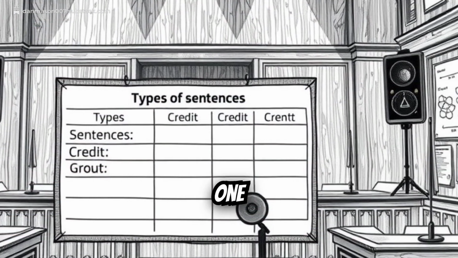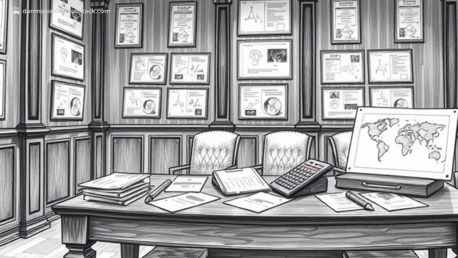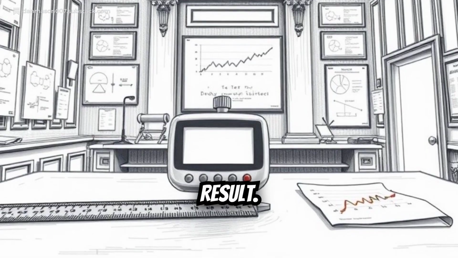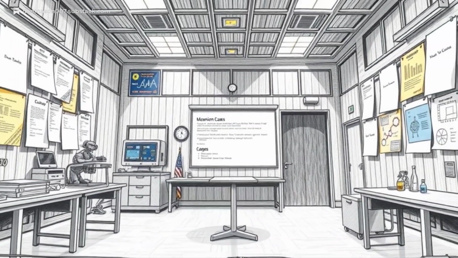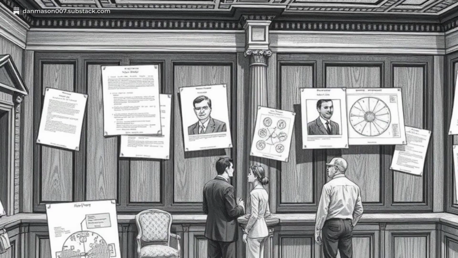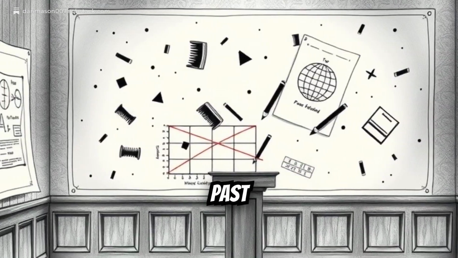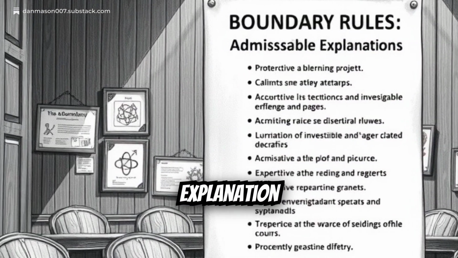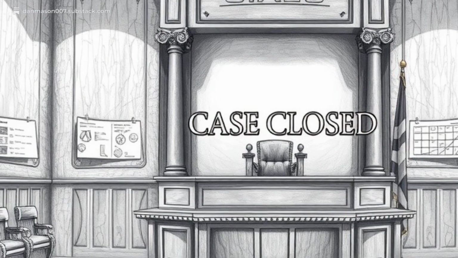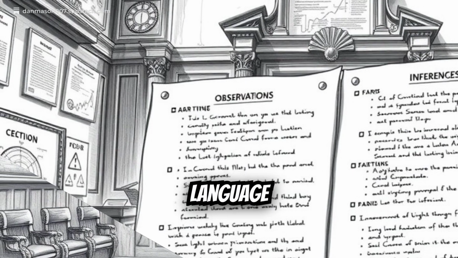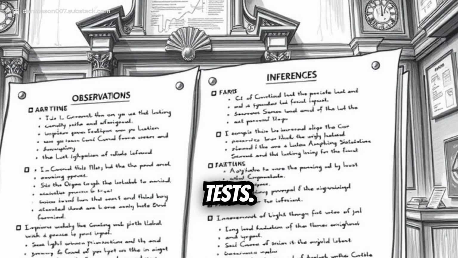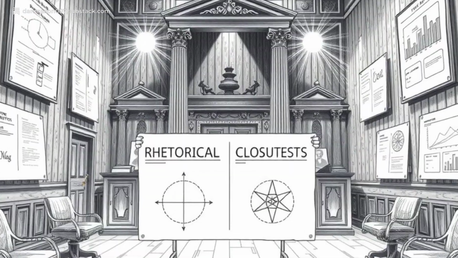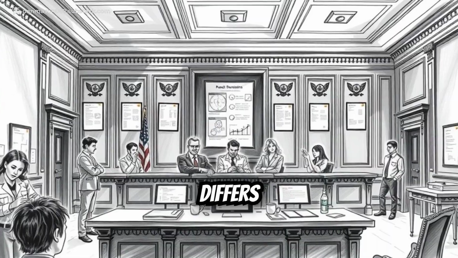Every sentence receives one type before it earns credit. Observation is a reported finding or absence. Measurement is a quantified result. Mechanism demonstrated is a repeatable cause shown under stated conditions. Historical inference is a conclusion about the past from present traces. Boundary rule is a statement about admissible explanation or method rules. Rhetorical closure is case-closed language that adds confidence, not tests. Observations differ from inferences. Demonstrated mechanisms differ from boundary rules. Rhetorical closure differs from tests.